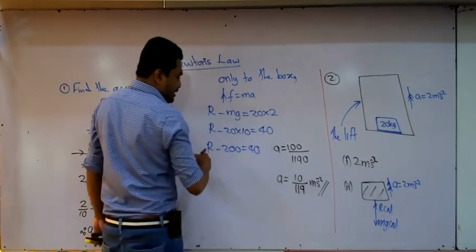Leave a line and write the equation. Therefore, the force given by the box to the lift equals, you can put them right, equals capital R, another English mark and write 240 Newton. Okay, dear? Clear or not?